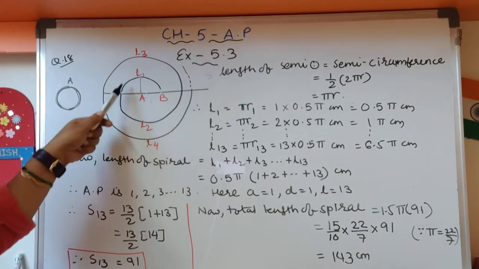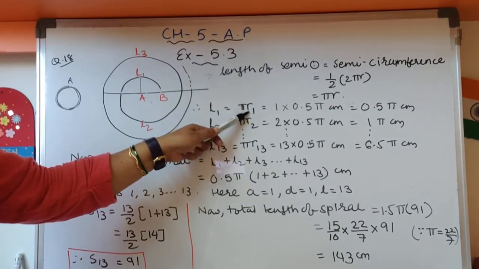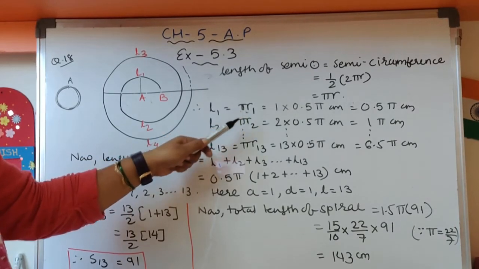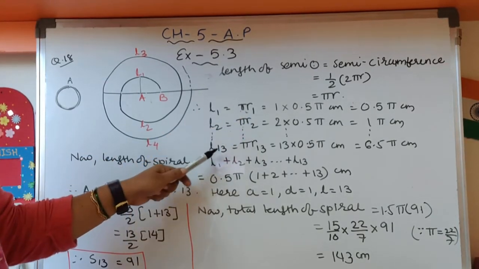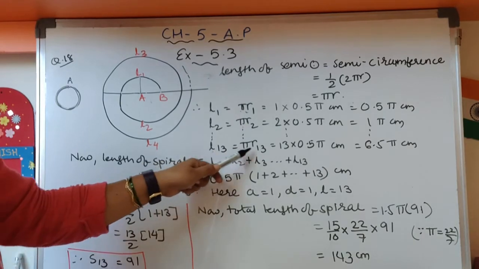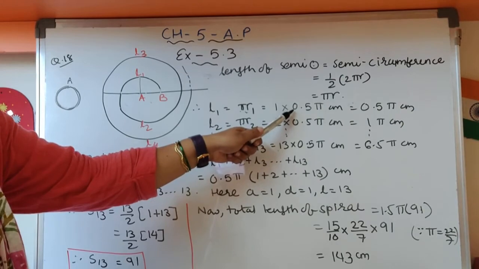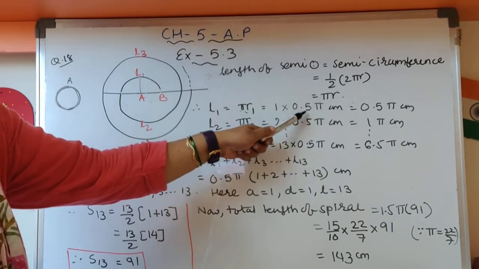For L1, where 0.5 is the radius, it is 0.5 pi, okay, and it is the first semicircle. L2 is the second one, such that L13 is the 13th one. Each time the radius increases by 0.5, so the length increases by 0.5 pi.